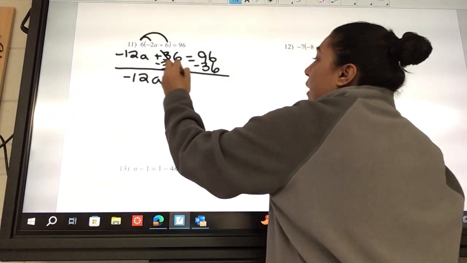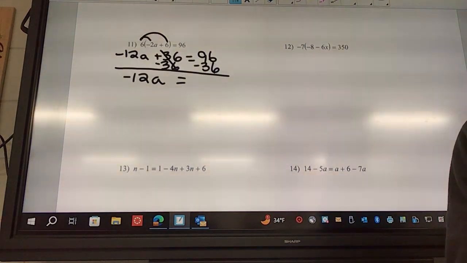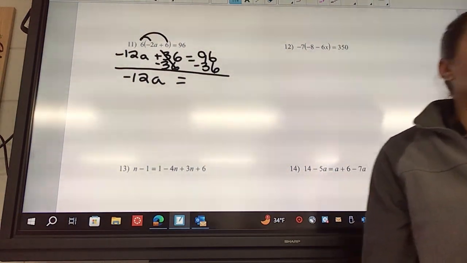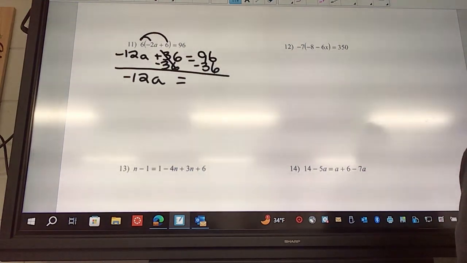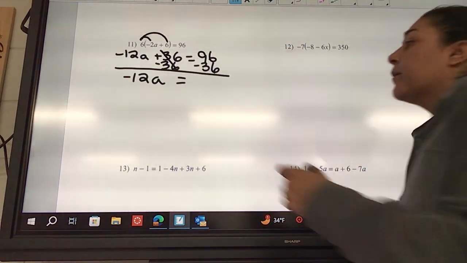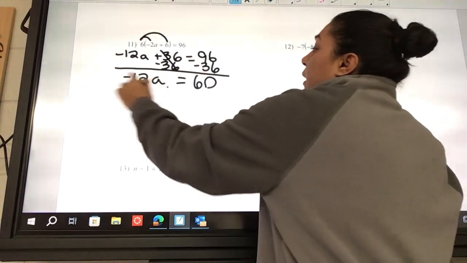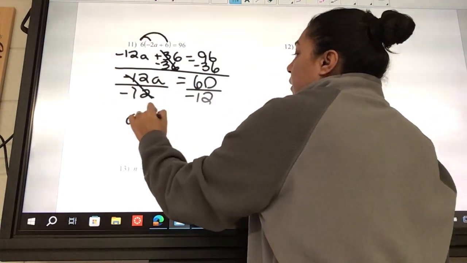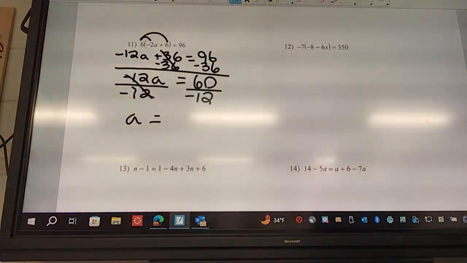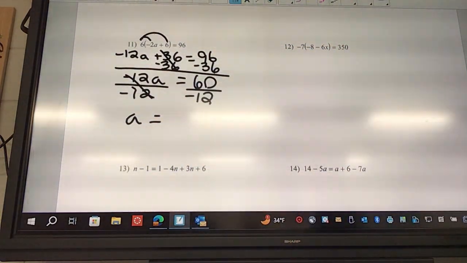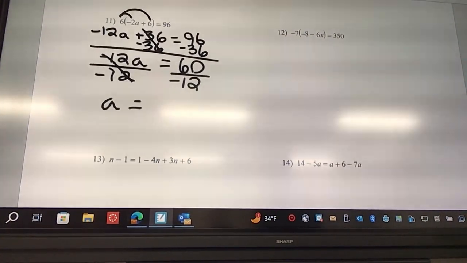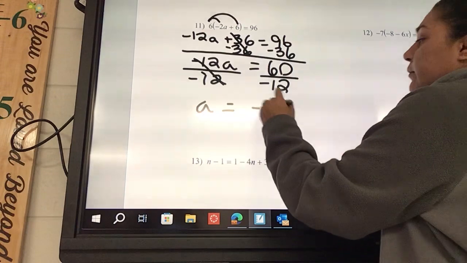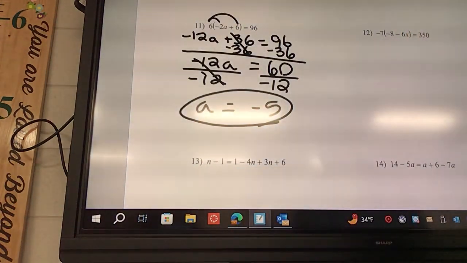I get negative 12a equals, I don't know, 60? I don't know what that is. What is 96 minus 36? 50? 60? 60? Okay, and then I'm going to divide by negative 12. Okay, and what is 60 divided by negative 12? Negative 5? I thought so, but I wasn't entirely sure.